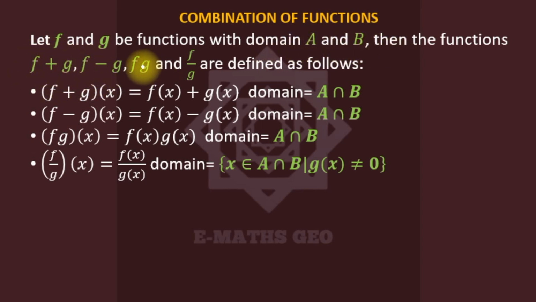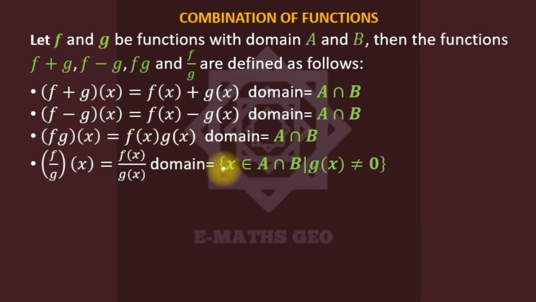f minus g, f times g, and f divided by g are defined as follows. So if you see this, this means f of x plus g of x, and the domain is the intersection of the two domains. So the domain of this result of combining f and g is the intersection of the two domains. Likewise, the subtraction and the product.